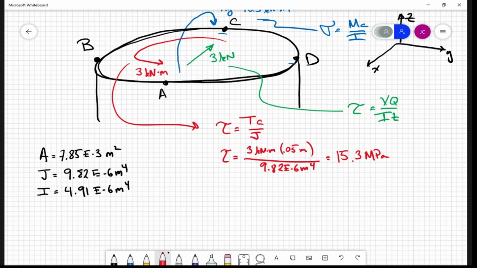And that would be the same at C, B, A, or D, correct? This is what we would get at A, B, C, and D, because they're all on the outer diameter. They all have the same value of C. Okay, let's look at the bending stress.